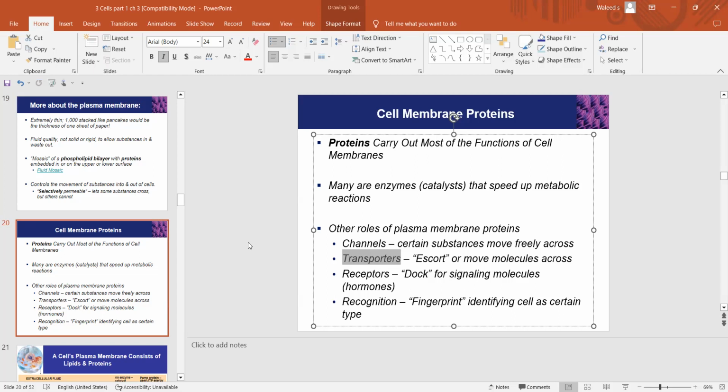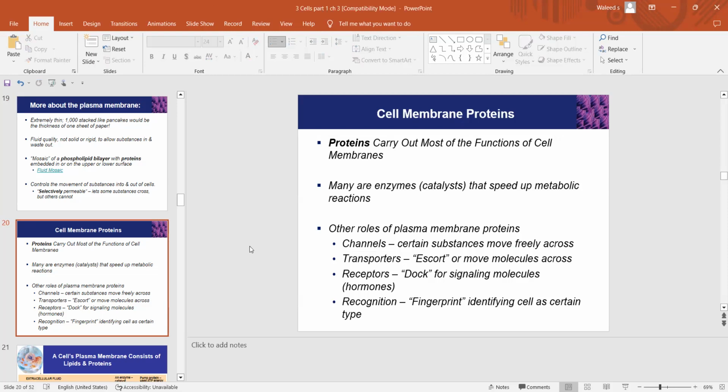Why don't you use the channels? Not everything is small enough to fit in. Other things need something to transport it and take it literally from outside, push it in. So this is another one. Third one. You have a question?